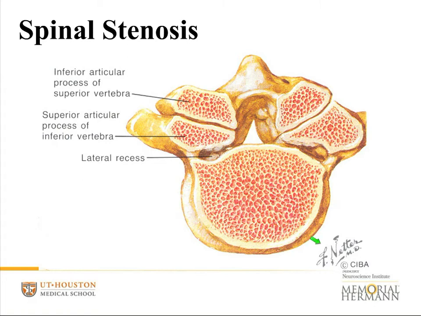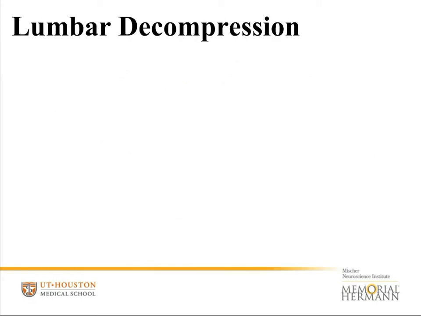In addition, on the front part of the spine is where your disc is. So as your disc herniates backward, it can also herniate out this way and decrease the space. And this leads to spinal stenosis, which can be caused from a multitude of areas in the spine.